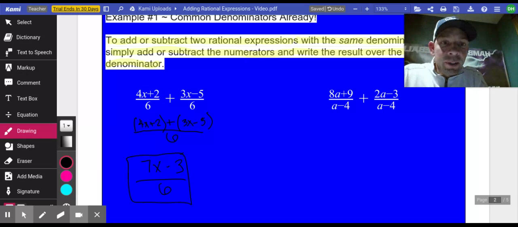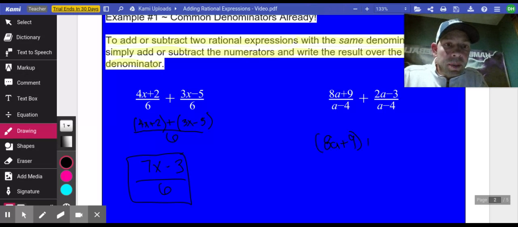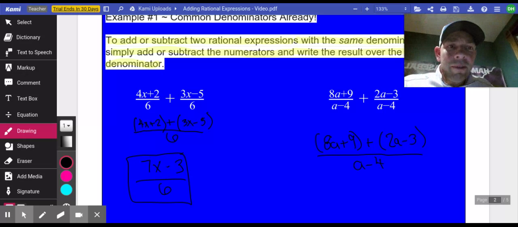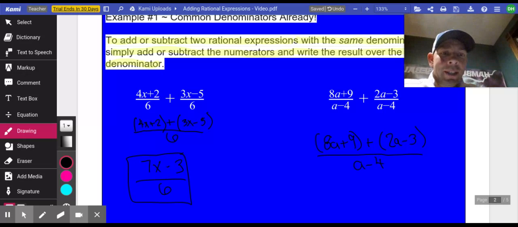Moving on to our next one, we've got 8a plus 9 plus the quantity 2a minus 3. I have to confess, I'm really embarrassed with my handwriting here. So we'll see if I can reposition things and get it a little more comfortable. Anyway, we're just going to combine like terms again. Combining the 8a and the 2a makes 10a. And then combining the 9 and the negative 3 makes 6. We'll put that all over a minus 4.